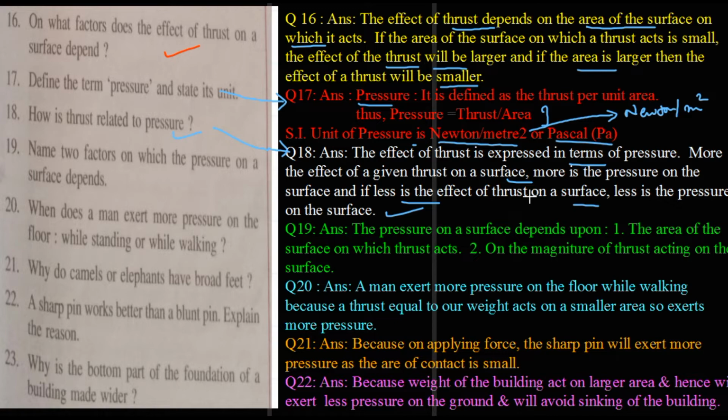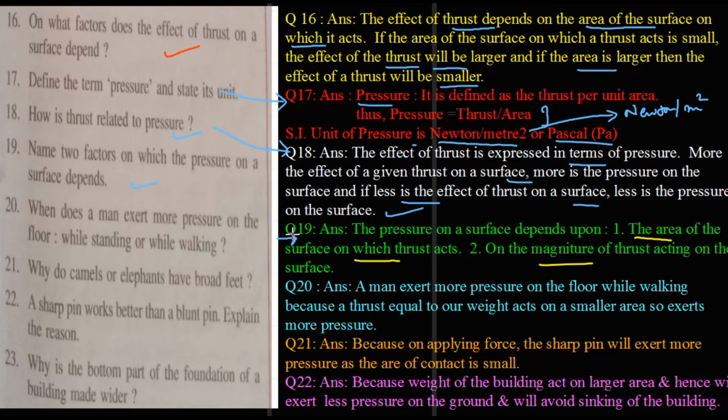So question number 19. Name two factors on which pressure on a surface depends. The pressure on a surface depends mainly on two factors, as we have read in earlier questions: the area of the surface on which the thrust acts, and the magnitude of the thrust acting on the surface. Magnitude means how much thrust has been applied.